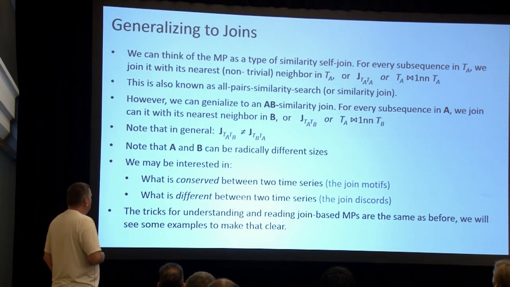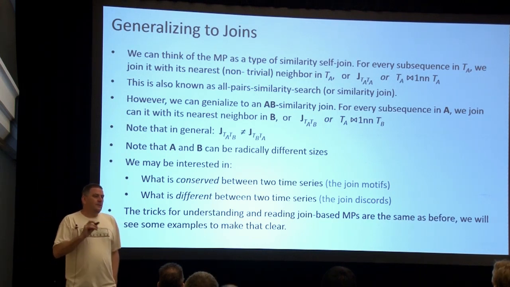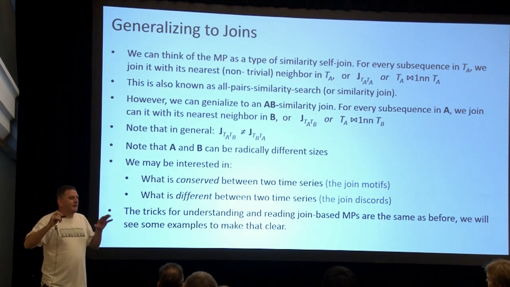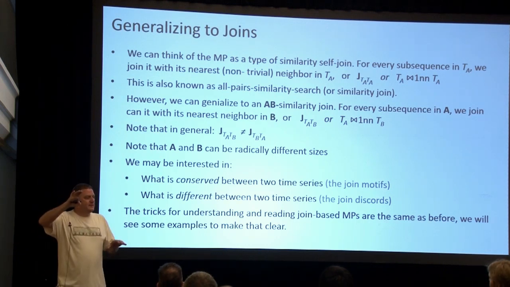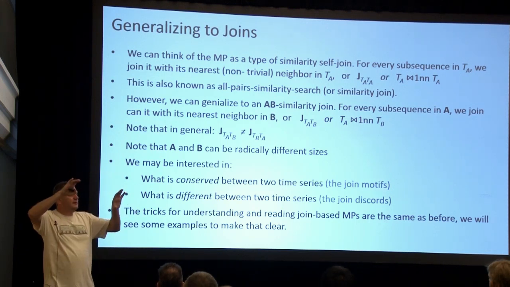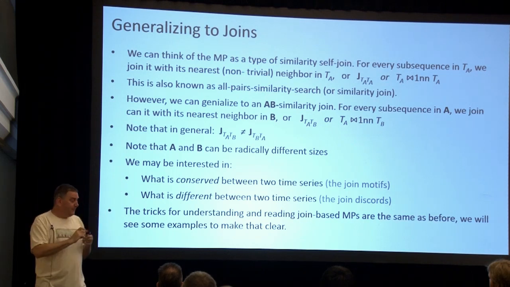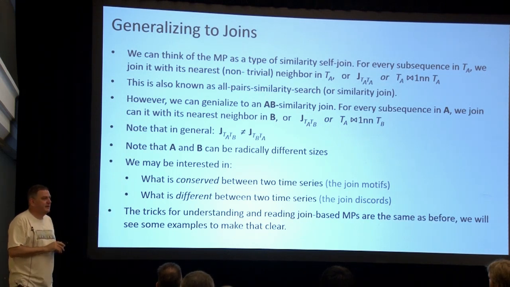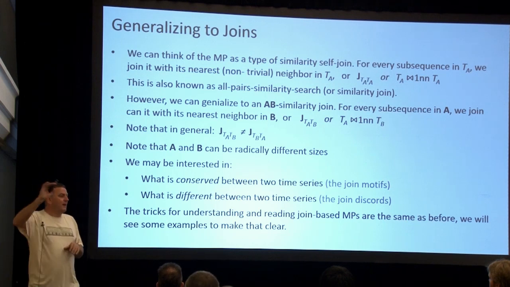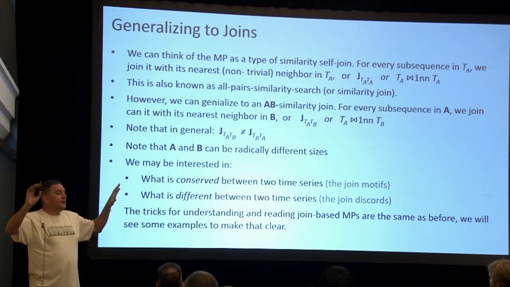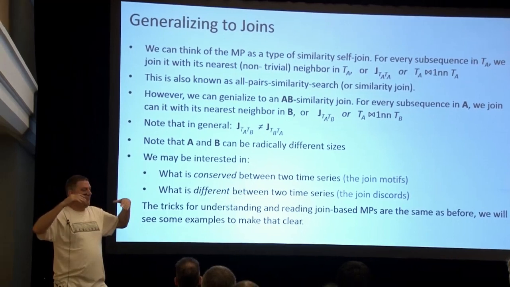Lovely. Let's generalize a little bit. You can see the matrix profile has been like a self-join. You're taking all subsequences in a time series and comparing them to all other ones, joining it to itself. But instead, you could have two different time series, maybe last year and this year, or a male and a female, whatever it might be, and you can join those two separate data sets and make a matrix profile too.